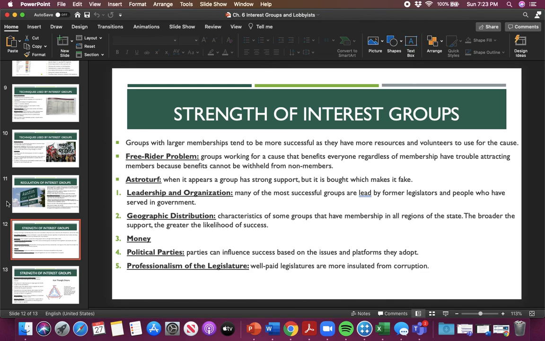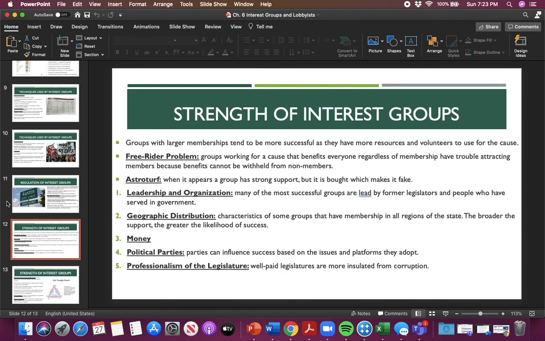Most successful groups are led by former legislators, people who have served in government, people who know the ins and outs of the governmental process. Geographic distribution, having influence in all regions of the state or all regions of the country, you're likely to have a bigger membership base and a greater likelihood of success because you have more voices speaking out. Money, unfortunately, like we said, you need resources to do this kind of work.